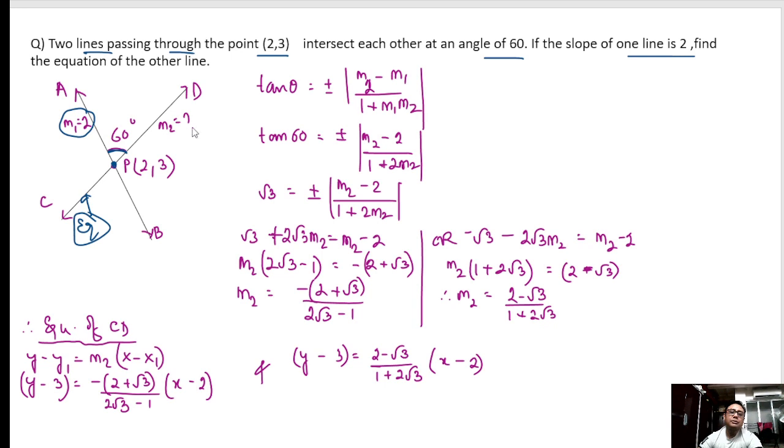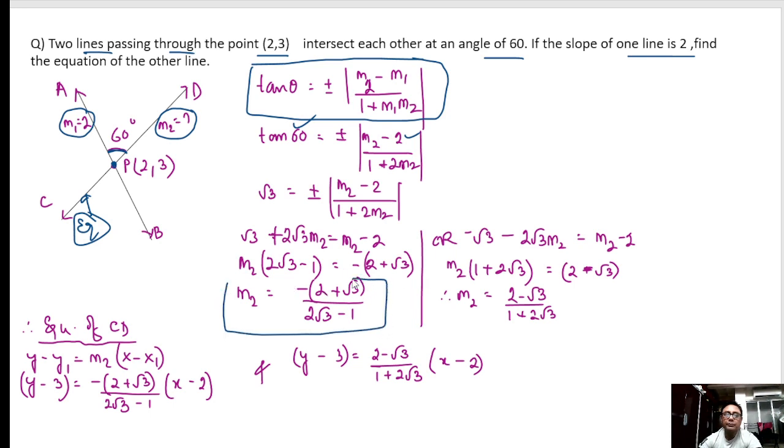Okay, so first of all, let us find the slope of the second line using this formula. If the two lines make an angle theta, this is the formula. Okay, so here theta is given 60 degree. M1 I know, M2 I don't know. From there I calculate M2 as either this or this, because we have to take a plus or a minus sign, and we get slopes.